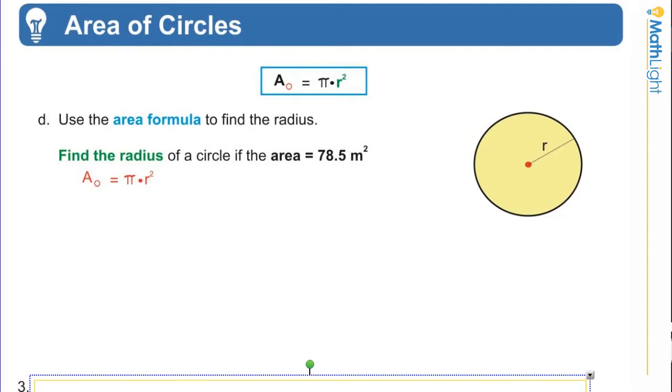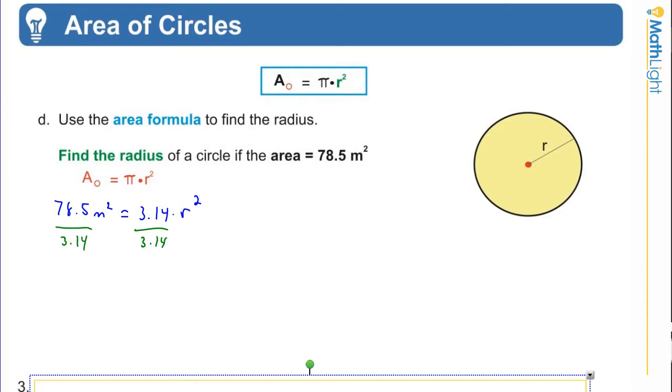Substitution, right? So 78.5 meters squared area equals pi. Again, I'm going to use 3.14. If your teacher wants you to use your pi button, use your pi button. We've done equations before with the variable squared. And remember, first thing we want to do is isolate the squared variable. So we've got to move this 3.14. I'm going to divide both sides by 3.14.